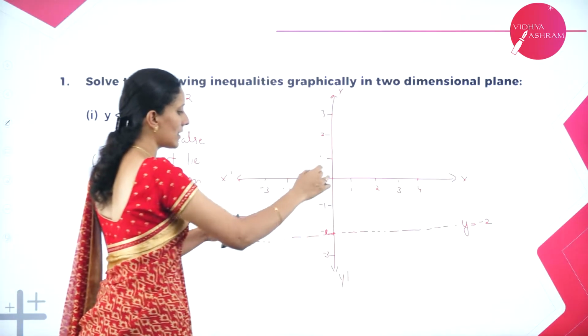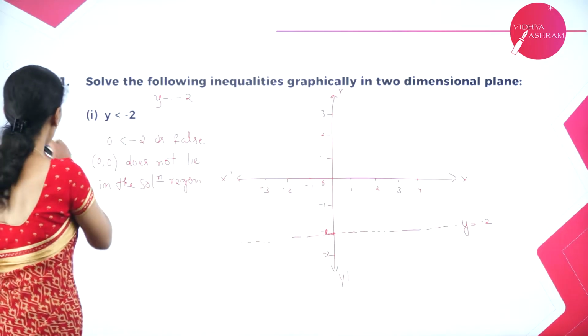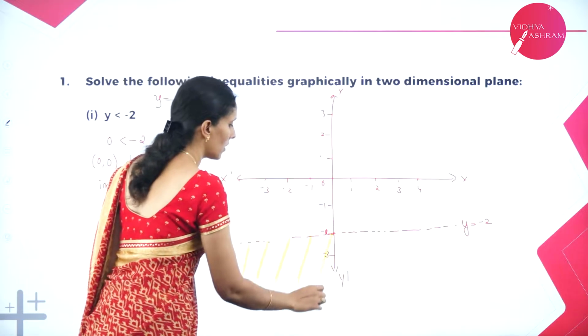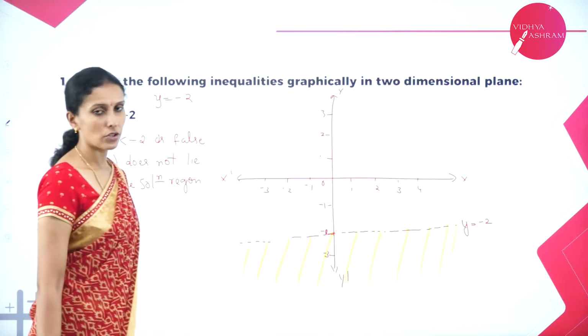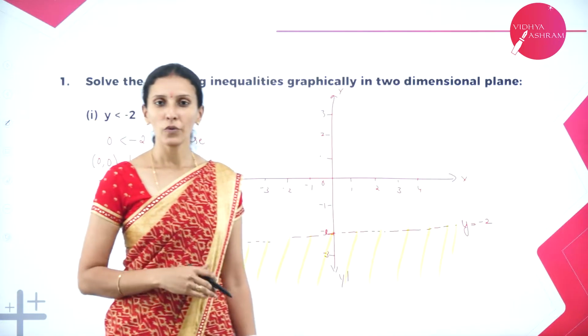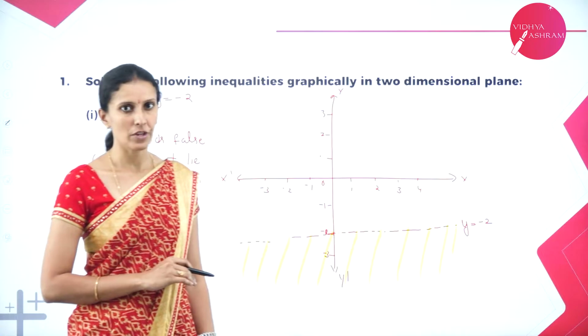So if I take this as the complete solution region, it cannot be possible. Therefore, the solution region will be the shaded portion, that is y less than minus 2. So this is the solution region for the given linear inequality. This is how we are going to represent the solutions of an inequality in the two-dimensional plane.